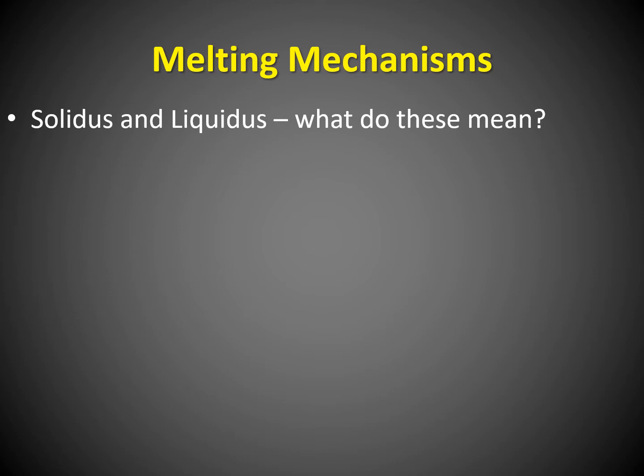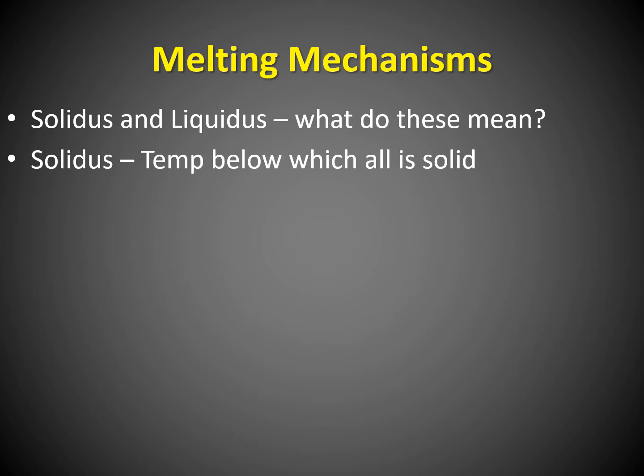Let's take a look. So, one way to think about it is the solidus is going to be the line on our phase diagram, temperature versus pressure. You can think of it as the temperature below which everything is solid, okay? It sort of marks the transition between totally solid and now it's going to start melting, okay?